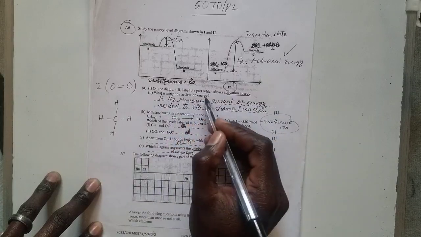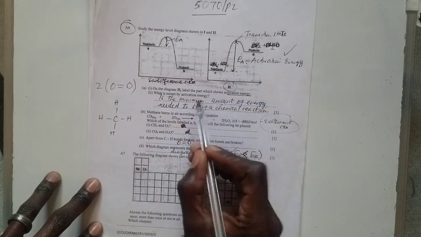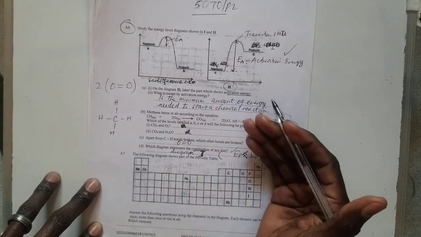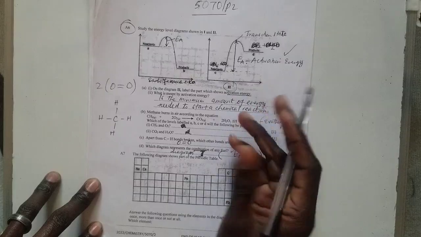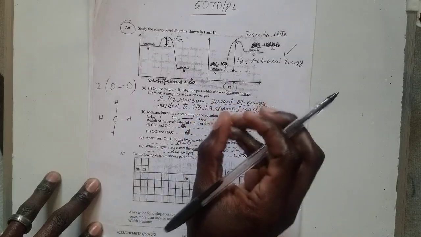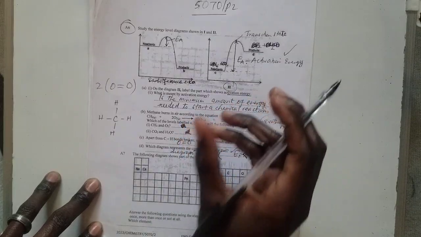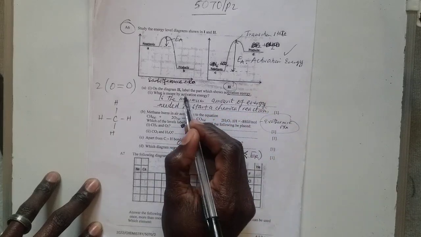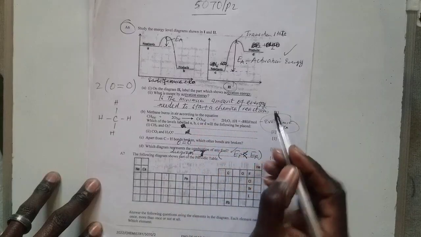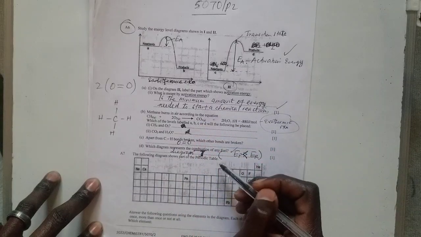And then what is meant by activation energy? Activation energy is simply the minimum amount of energy needed to start a chemical reaction. So for the reactant particles to react, they need the lowest or the minimum amount of energy, and that minimum amount of energy is what we call activation energy. So this is what we defined there.